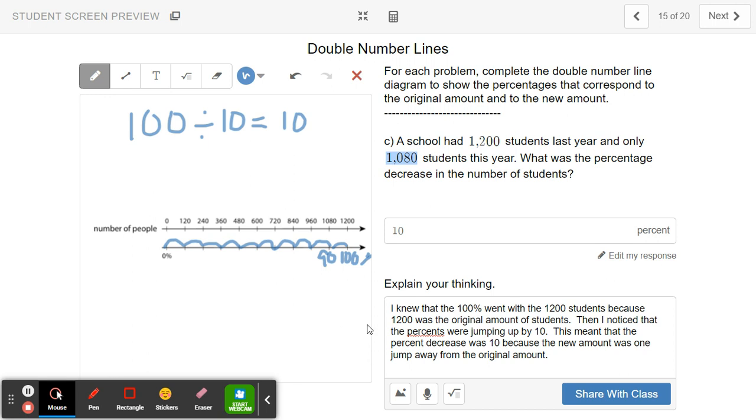Then I noticed that the percents were jumping up by 10, which meant that the percent decrease was 10, because the new amount was one jump away from the original, right? So we went minus 10 to get from 100 to 90. And that is what I would do to describe what's happening.